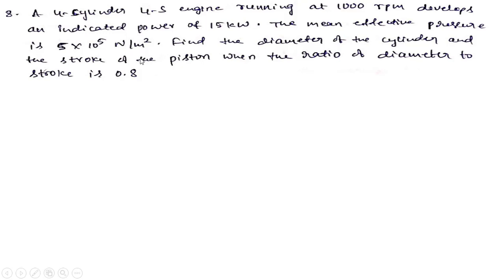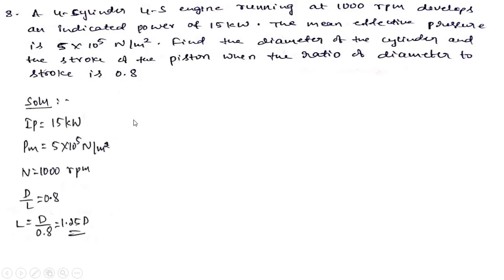The diameter of the cylinder is to be calculated, as well as the stroke of the piston, when the ratio of diameter to stroke is 0.8. The bore diameter D and the stroke length L are to be calculated. The ratio of bore to stroke, that is diameter D to stroke length L, is given as 0.8. You need to calculate the diameter of the cylinder D as well as the stroke L.